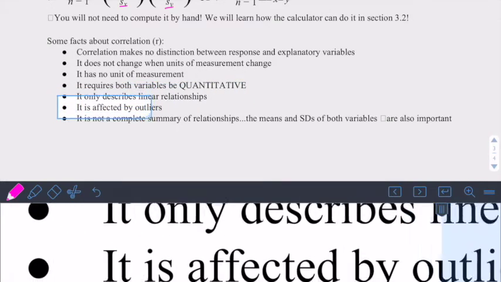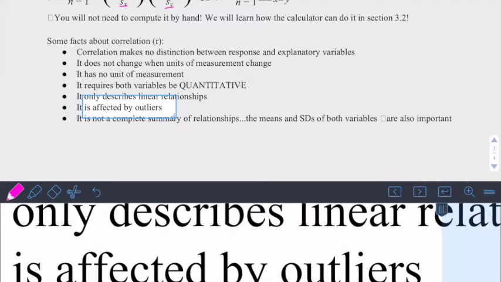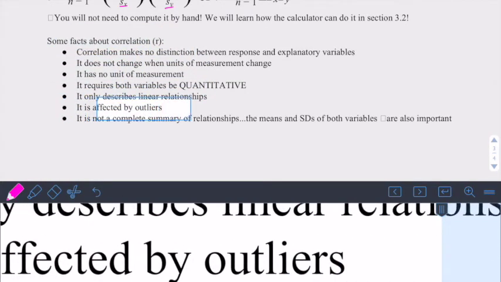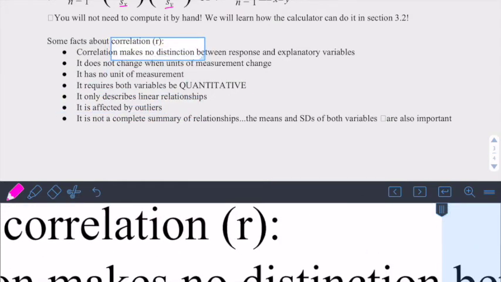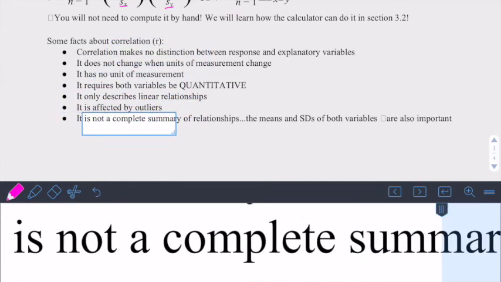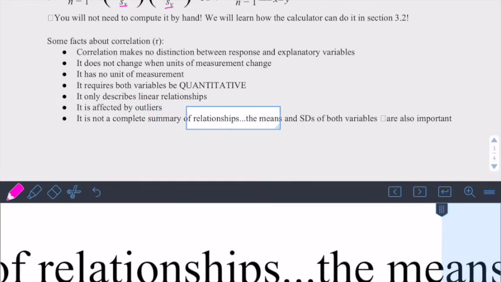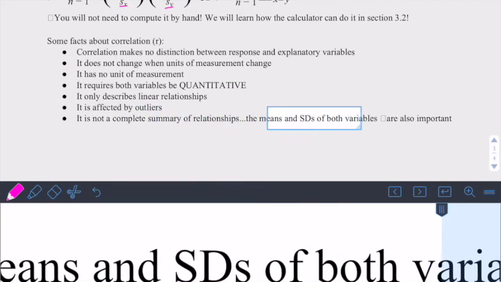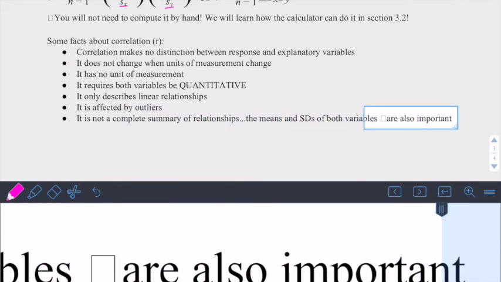And it is affected by outliers. So sometimes when we do these correlation things, we ignore outliers so that we get a better value for R. It is not a complete summary of relationships. The mean and standard deviations of both variables are also important, and you're going to see that in the next section.